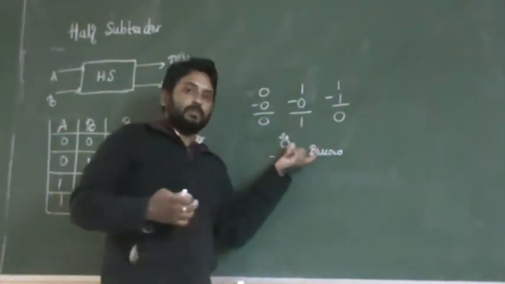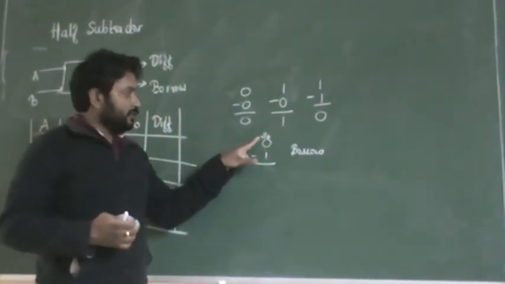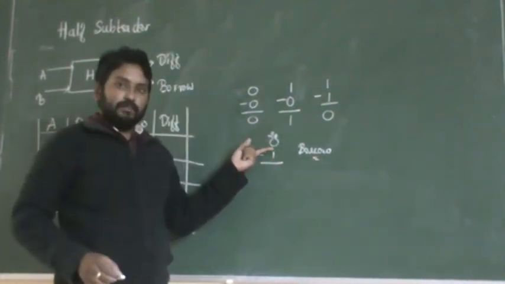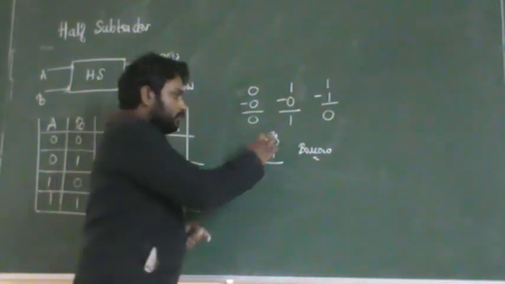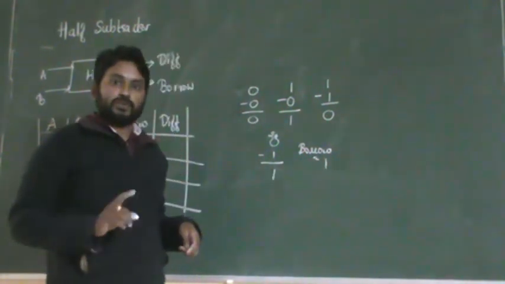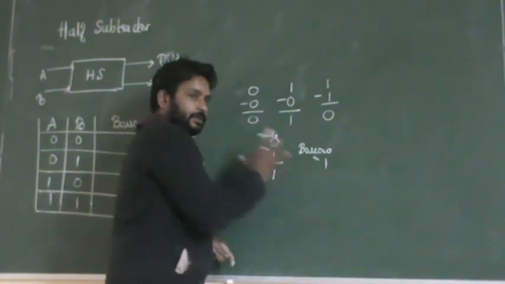But the base for binary numbers is 2, so therefore I am adding 2. Whenever I am taking a borrow, this will become 2. 2 minus 1 is 1. Since I have taken a borrow, I have to update the borrow as 1. Keep this concept in your mind.